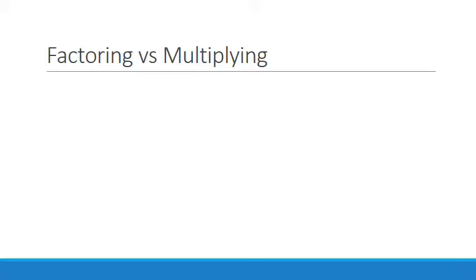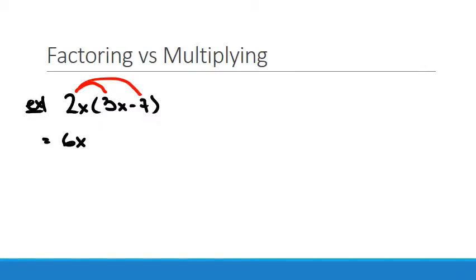The first thing I want to talk about is factoring versus multiplying. These are opposite operations, so let me give you an example. Example: 2x times 3x minus 7. This is multiplication. We distribute, and I know you guys know how to distribute. We end up getting 6x squared minus 14x.